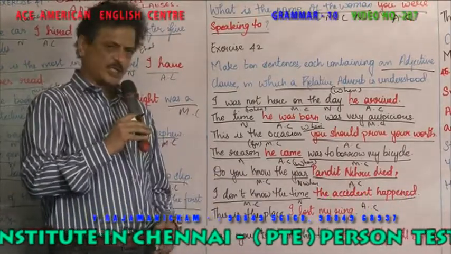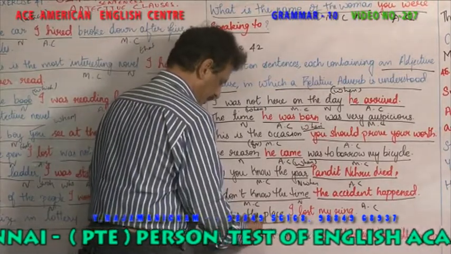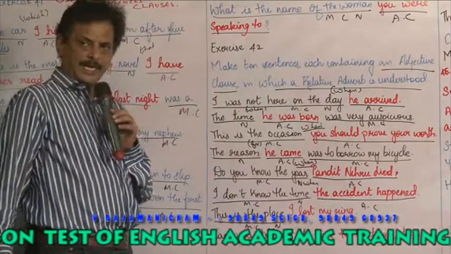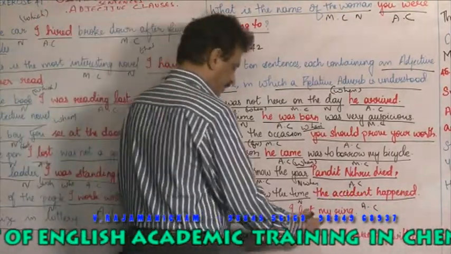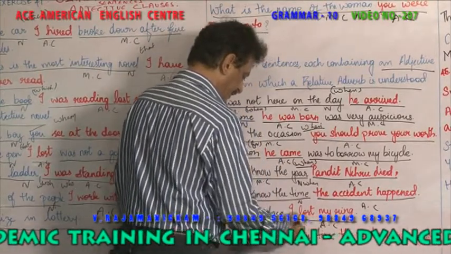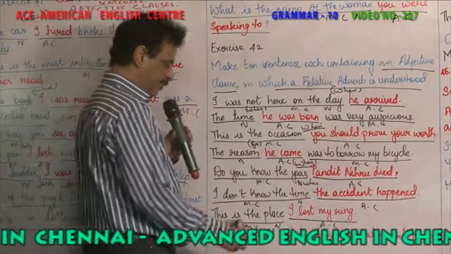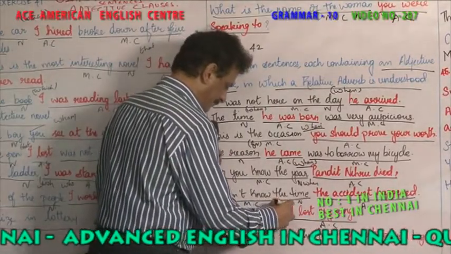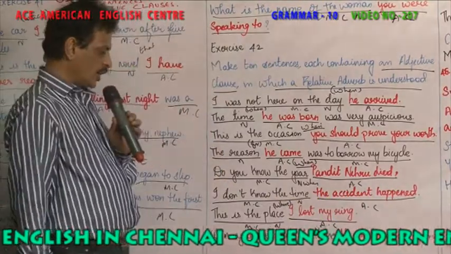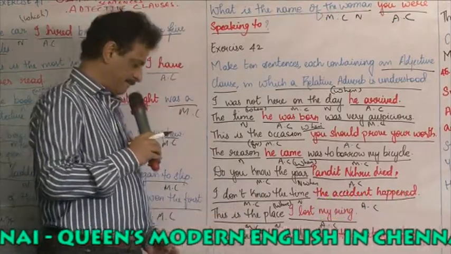This is the place. This is the main clause. Place is a noun. And I lost my ring. I lost my ring is the adjective clause qualifying the noun place. What is the hidden relative adverb? Where. This is the place where I lost my ring. So I lost my ring qualifies the noun place.